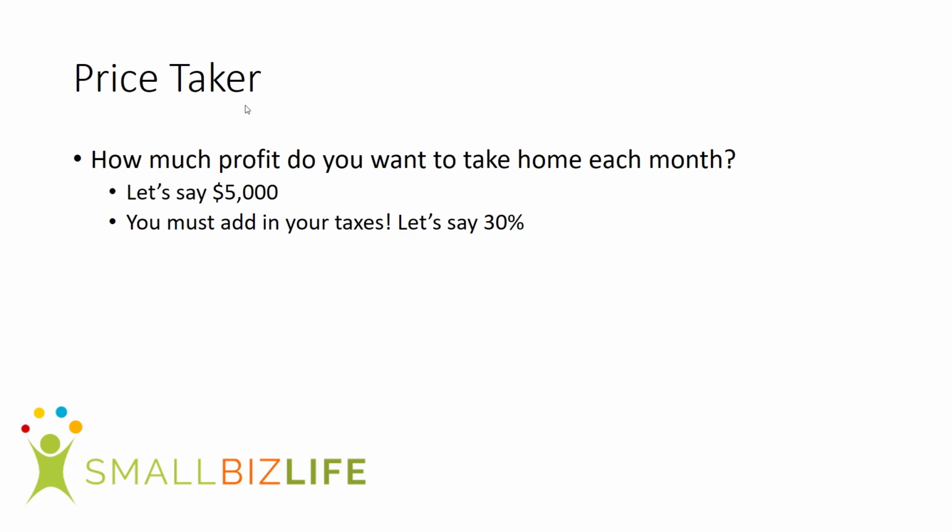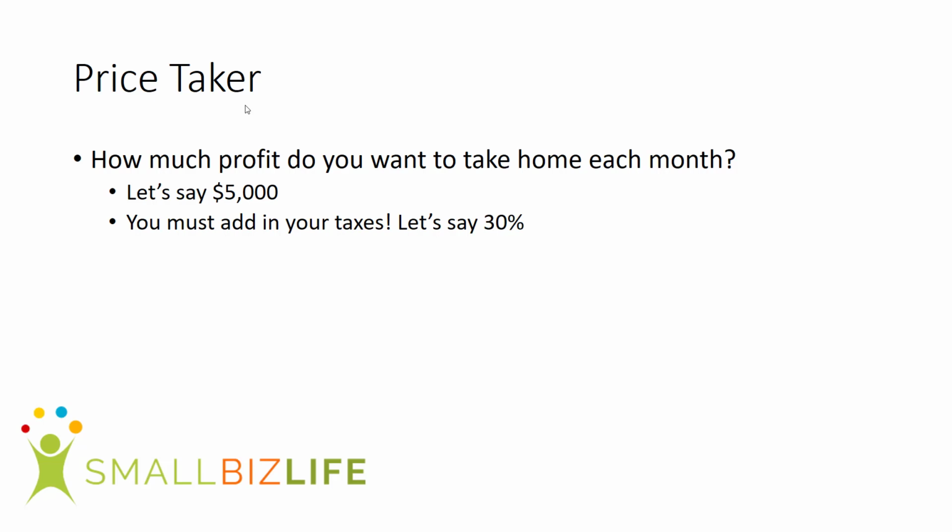So now, instead of looking at your expenses, let's say how much profit do you want to take home each month? So let's say that it's $5,000. Yeah. Now, don't forget that if you want to take home $5,000, you have to make more than that to pay for your taxes so that you can actually take home the $5,000. I think this is a big mistake that a lot of small business owners make. They go, "Oh, I made $5,000 this month," and then they take it, and there's no money for taxes.